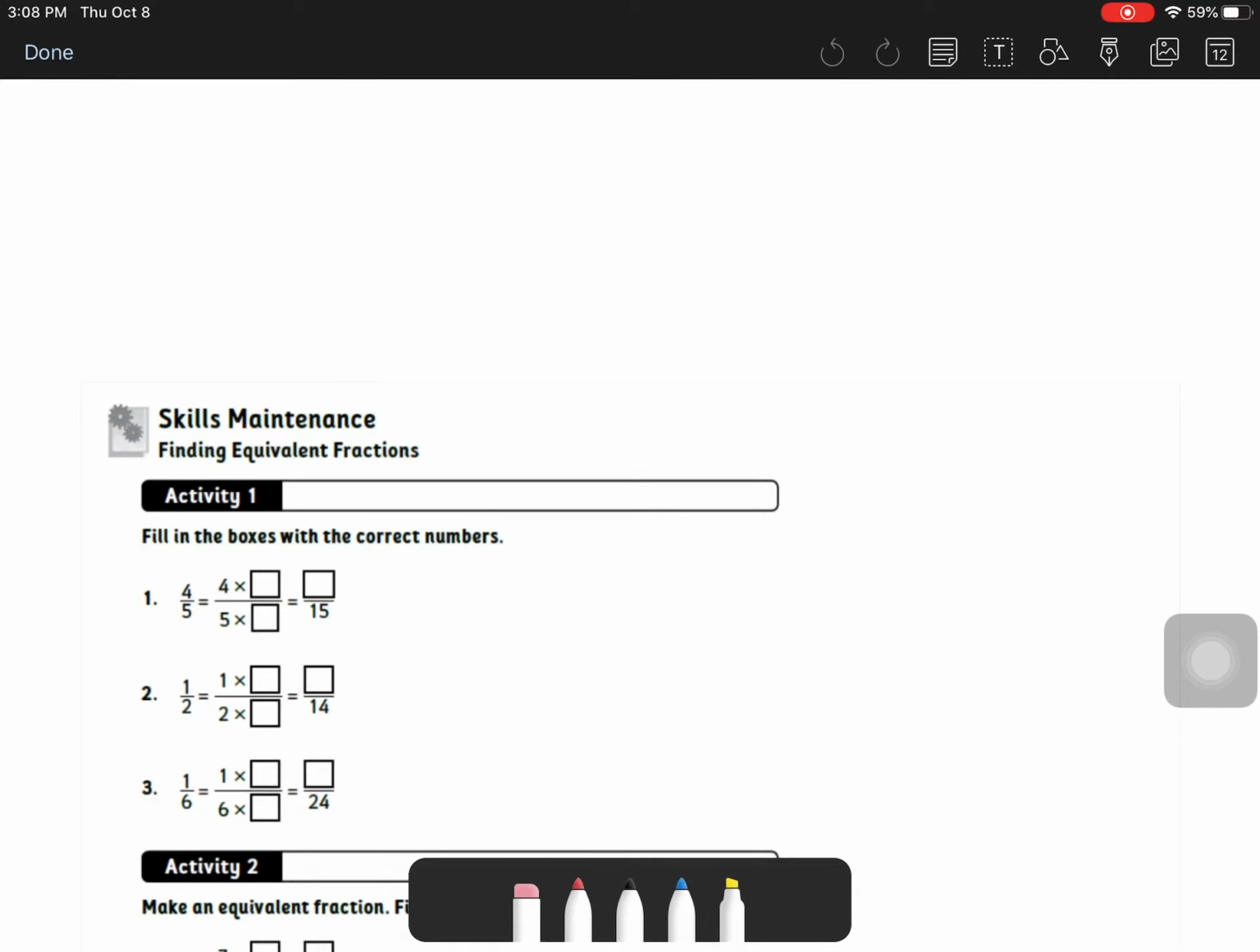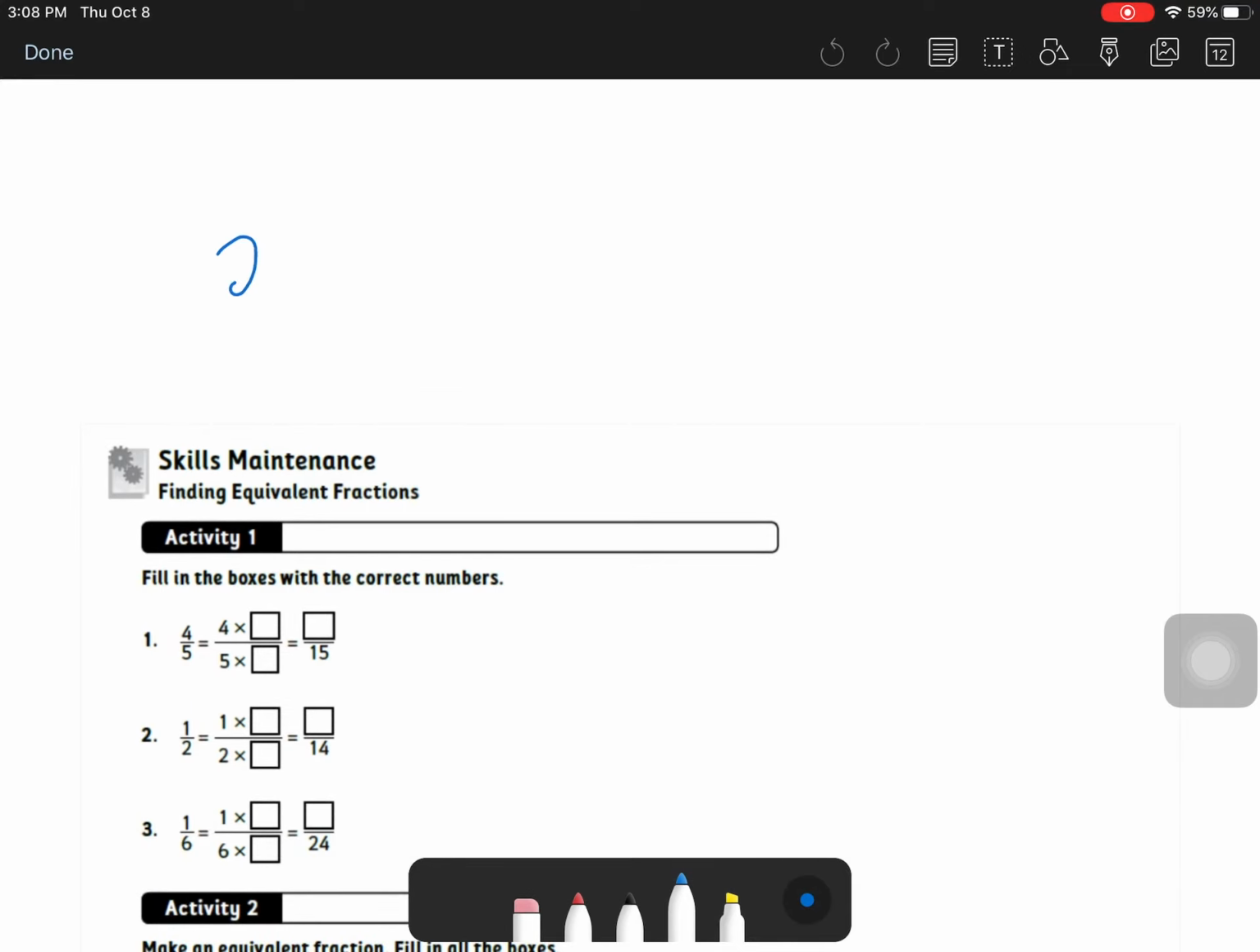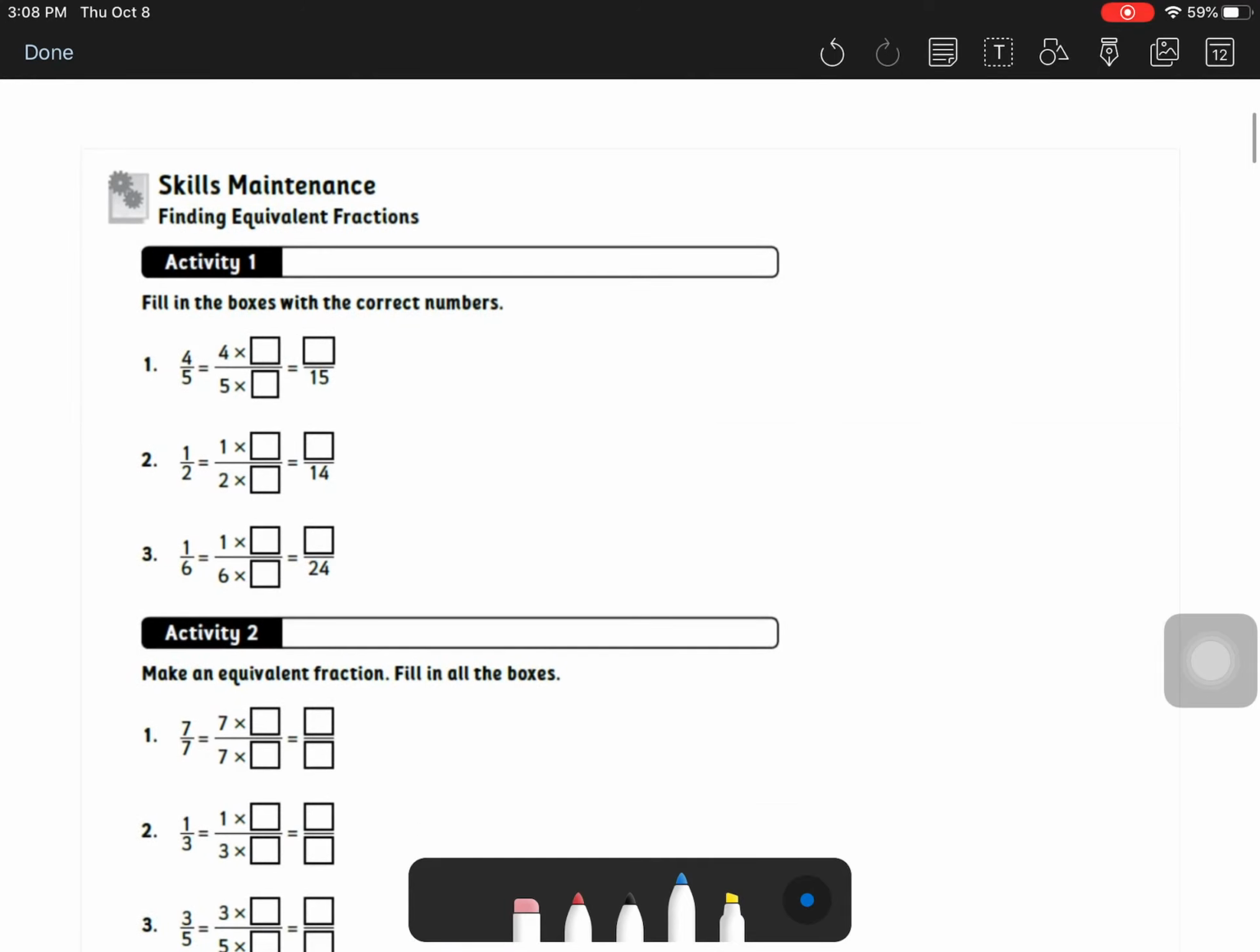Okay, trans math class, we're going to look at the notes for section 2.9, section 9 in chapter 2, and the skills maintenance, which is review of what we've done before. So we're making some equivalent fractions. So here what we want to do is change 4/5 into a fraction that has a 15 on the bottom.